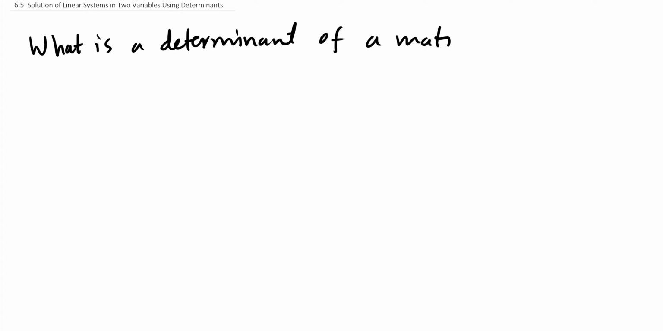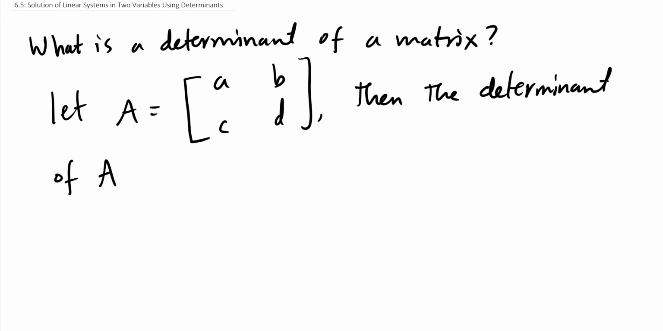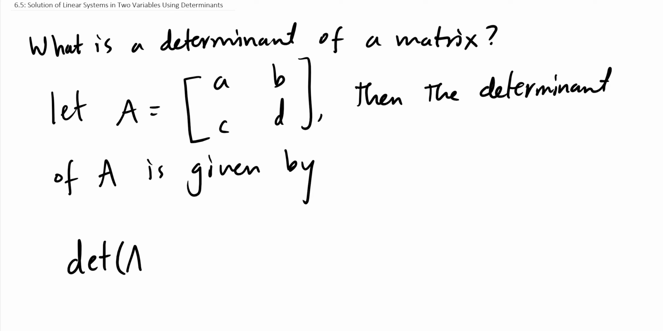So what is the determinant of a matrix? Let's say we have the square matrix A with the elements a, b, c, d. Then the determinant of A is given by, some people write it det for determinant, or you can put an absolute value, that means determinant.